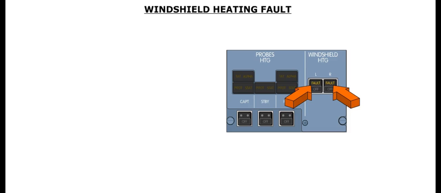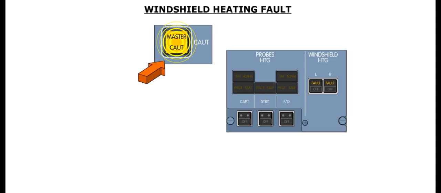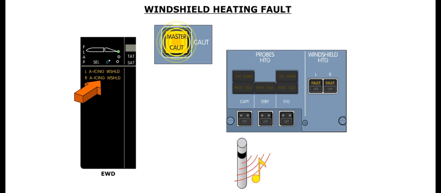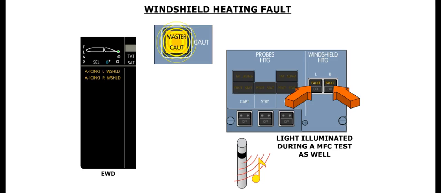The FAULT light illuminates in the event there is a loss of power to the associated window heat system. The other indications of a windshield heat failure consist of the master caution lights flashing, a single chime sounds, and an amber anti-icing windshield message is displayed on the EWD. The affected window is identified by the letter L or R. The FAULT light also illuminates during an MFC test.